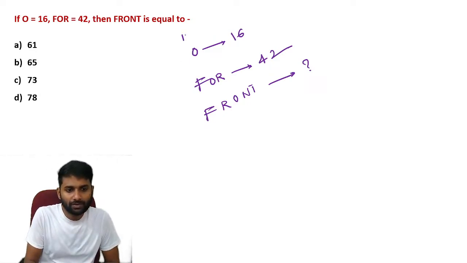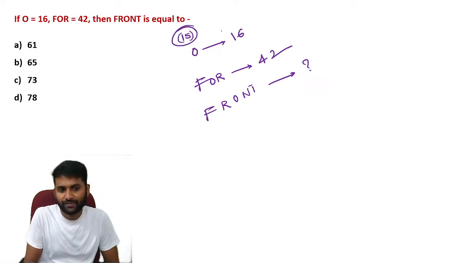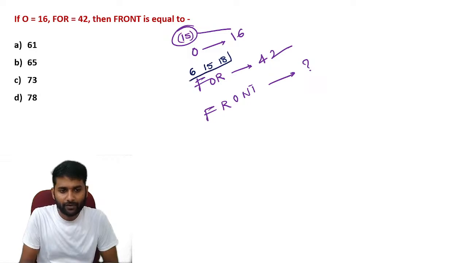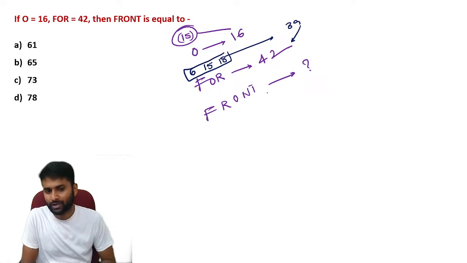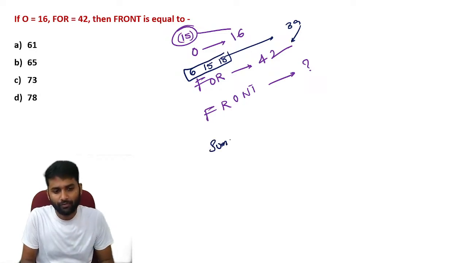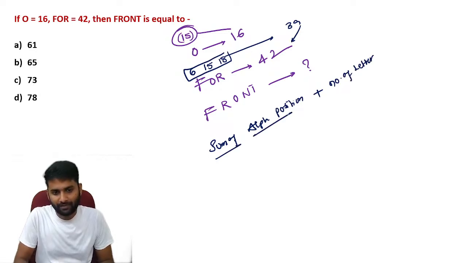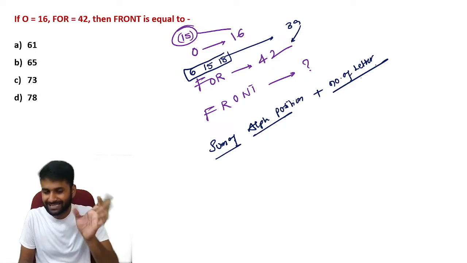Now you already know that the alphabetical position of O is 15, but instead of 15 they gave 16. Okay, let's find the logic for FOR. So F is 6, O is 15, R is 18. If you go through the sum, you will get 39. So instead of 39 they gave 42. What is the logic here? Sum of alphabetical positions plus number of letters is the logic.